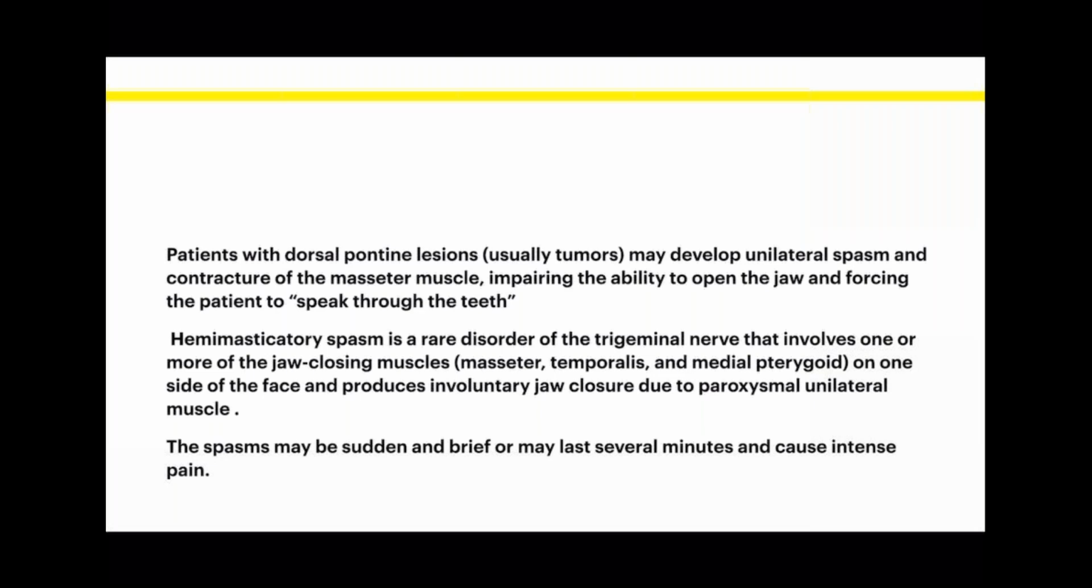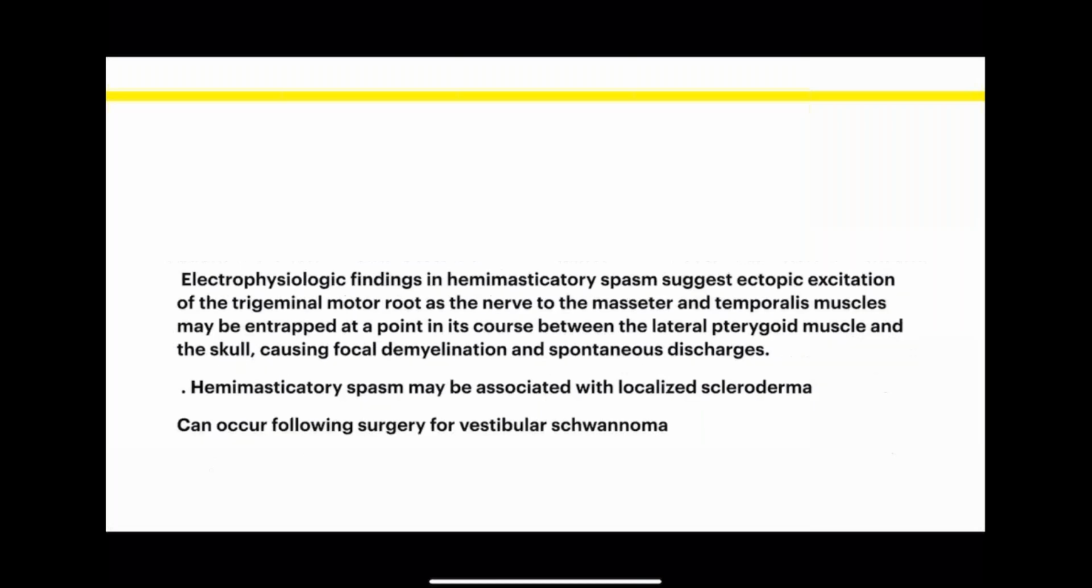And actually, you will see the involuntary jaw closure due to paroxysmal unilateral muscle spasm, which is sudden and brief, lasts several minutes, and causes intense pain. The explanation for why this hemimasticatory spasm can happen is ectopic excitation when the nerve is entrapped between the masseter and temporalis, in its course between the lateral pterygoid muscles and the skull, causing focal demyelination and spontaneous discharges.